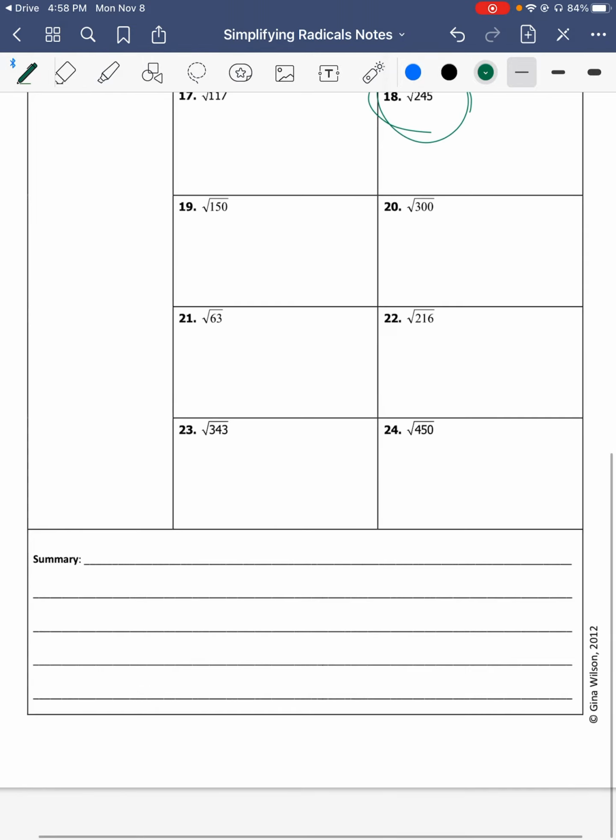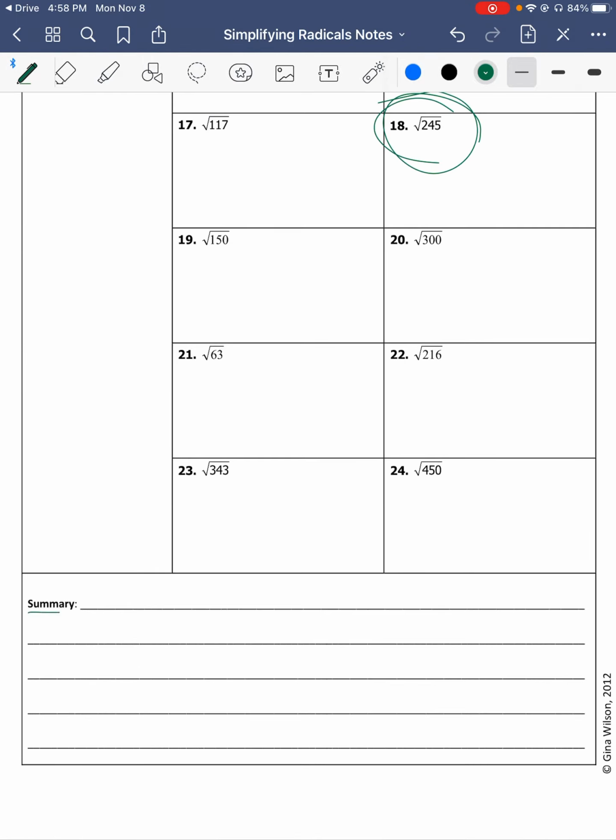Anyways, I want you to go through all of these, and at the end I do want you to write the summary here. Okay, so your summary should start with, in order to simplify non-perfect square roots, you need to... Okay, you're going to be writing this.